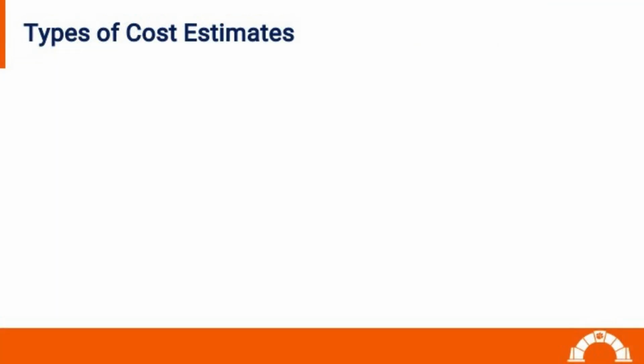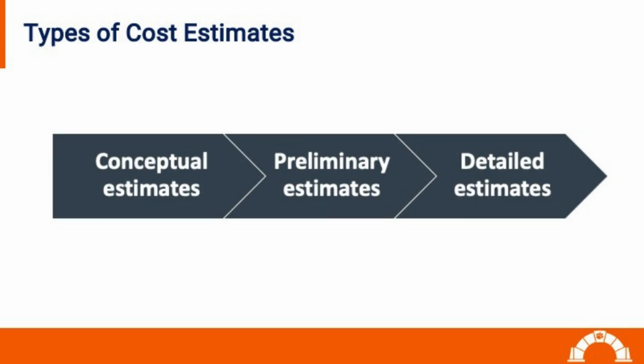Now let's move on to the second objective of this video, where we will explore the different types of cost estimates. This image illustrates the three main types of cost estimates: conceptual estimates, preliminary estimates, and detailed estimates. From left to right, the estimates become progressively more detailed and accurate.